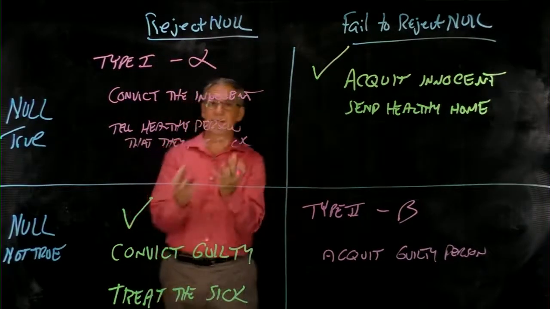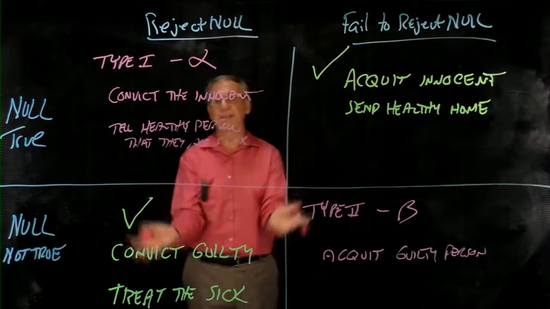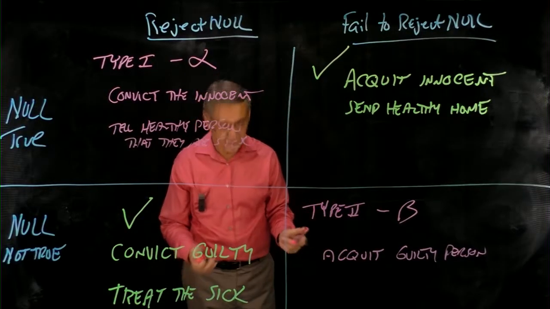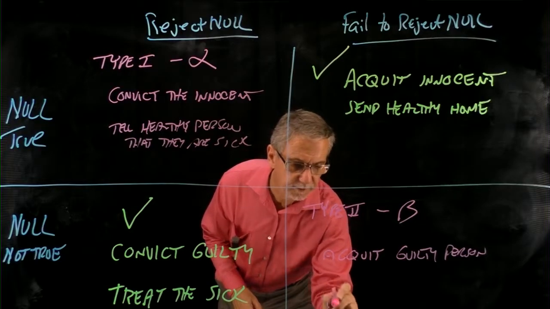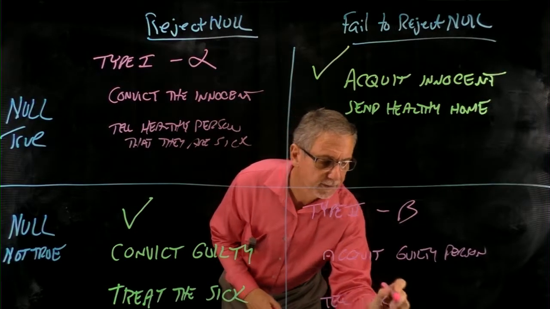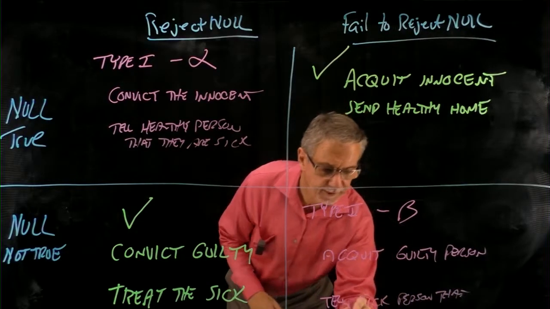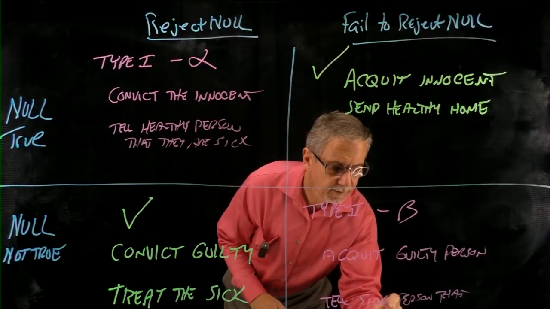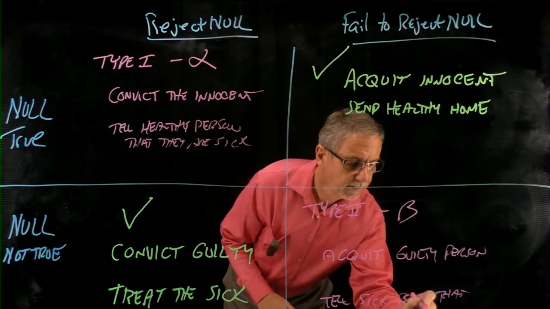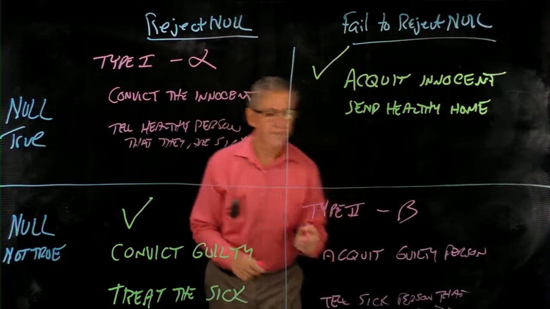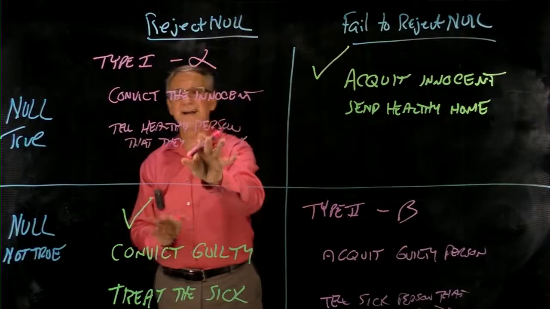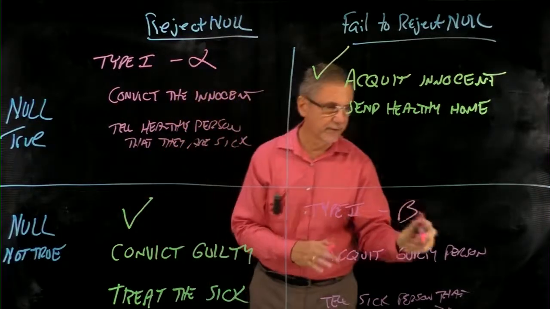Okay, so that's the case where that would not be a good thing. If you're a perfectly healthy person, you don't want to be told you're sick. But likewise, we could tell a sick person that they're healthy. Okay? So here we call this the false positive, and down here we call it the false negative.